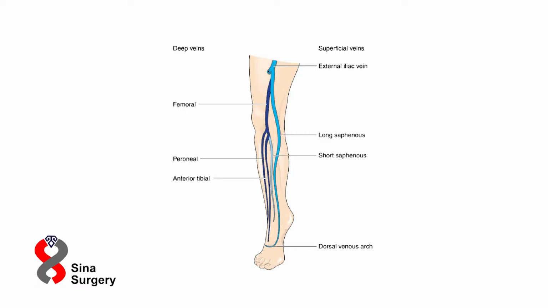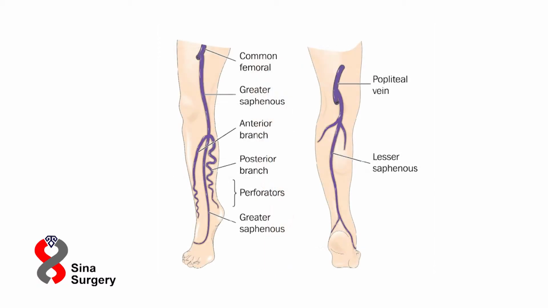About 90% of the blood in your lower legs will flow through the deep vein system, and about 10% of the blood in your lower legs will flow through the superficial vein system. Varicose veins primarily occur in the superficial vein system.